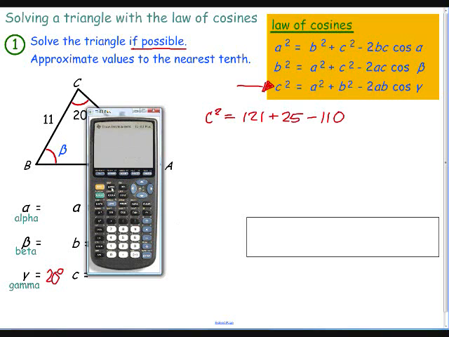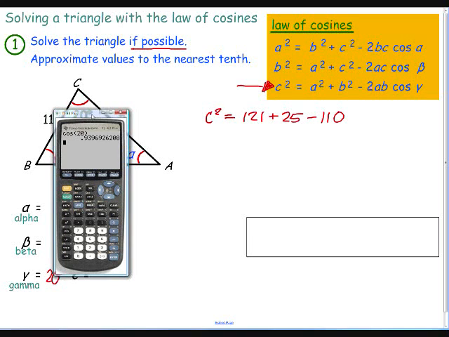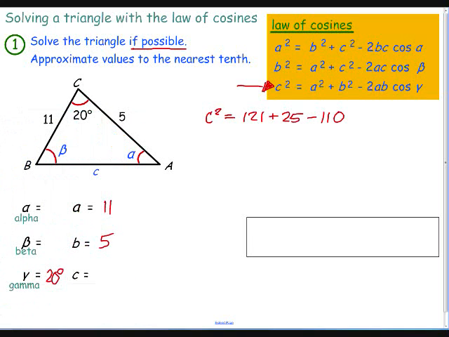Turn this on. Make sure we're in the right mode, which we are not. We want degree mode. Now we're going to say cosine of gamma, which is 20. Cosine of 20, it knows we're talking degrees, and that is, let me write it down, 0.9397. Always go to 4 decimal places.